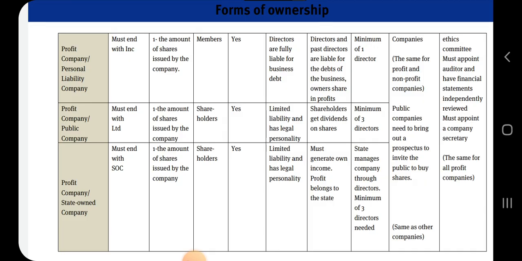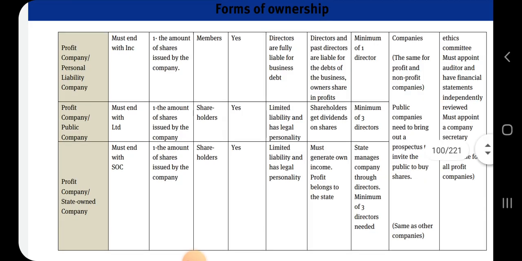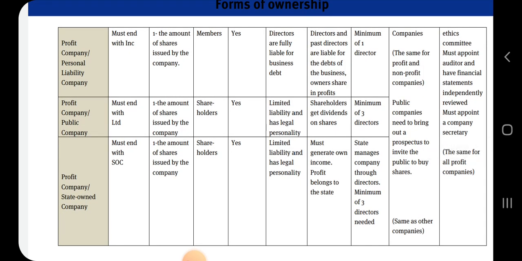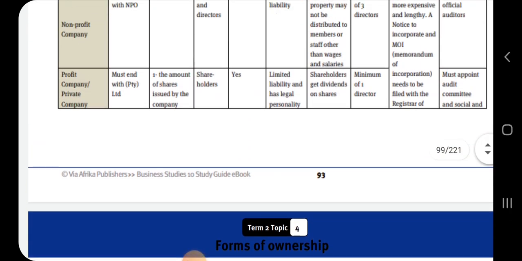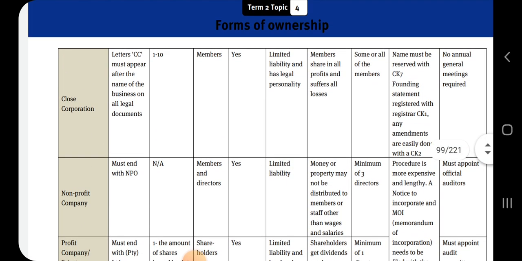Let's look at the public company. The name of a public company must end with Ltd. The amount of owners can be 1 to a lot. They just sell shares, so they can sell as many shares as they want. And then members or owners of a public company are called shareholders. And then there is continuity, there's limited liability, and it has a legal personality. So remember, public and private companies have limited liability and a legal personality.